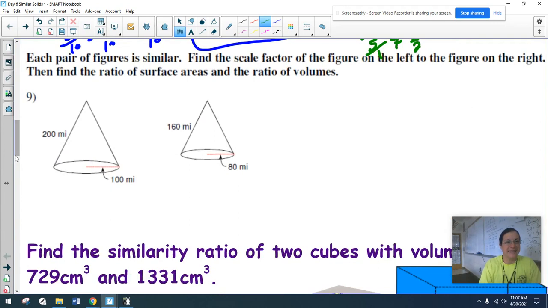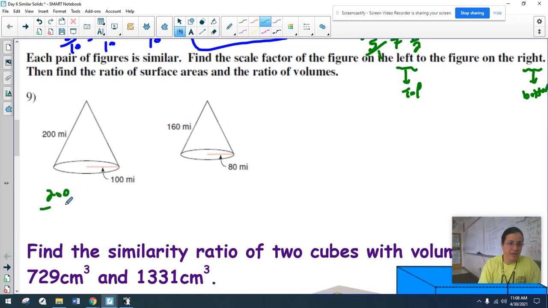This one says each are similar. So we already know they're similar. We're looking for the scale factor. And this is important. It says left to right. That means the picture on the left has to go on top. So whatever comes first goes on top. Whatever comes second, that goes on bottom. That's important. Sometimes they'll say figure A to B and they'll label them. It's not always left or right, but this one wants the left on top and the right on bottom.